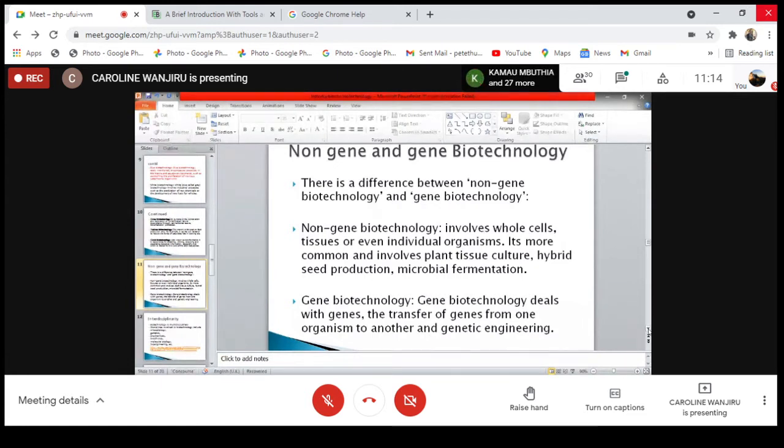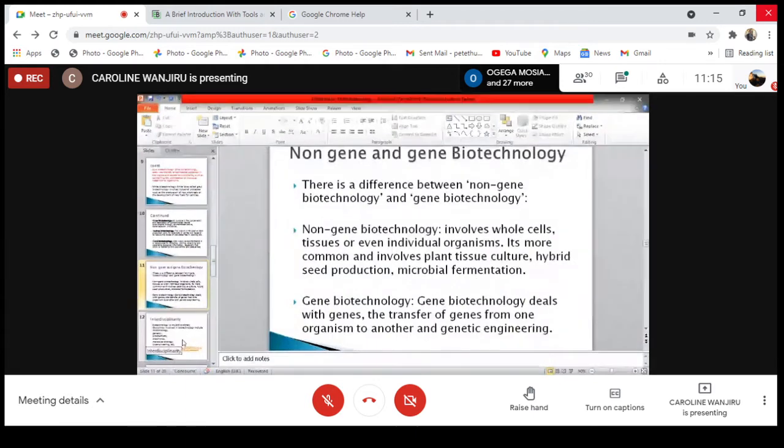The other thing, when you look at gene biotechnology, it deals with genes. You actually go into the cells, into the chromosomes, into the DNA, into the genes. And it involves the transfer of genes from one organism to another. Going to genetic engineering, going to transgenic organisms, as we're going to see later, this is where the GMOs fall under. So remember, all this is happening under this big umbrella called biotechnology, but there's a distinction between non-gene biotechnology, which has been practiced for millennia, including fermentation, and the modern biotechnology, where we are going right inside the genes, and this is where the trouble starts.